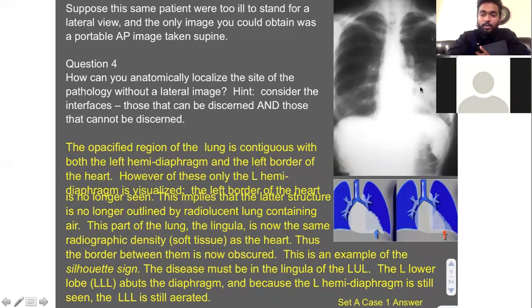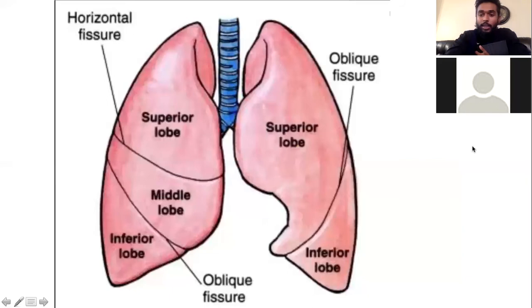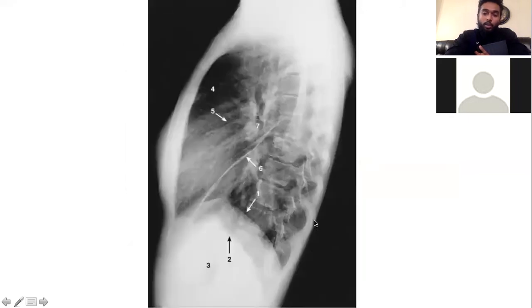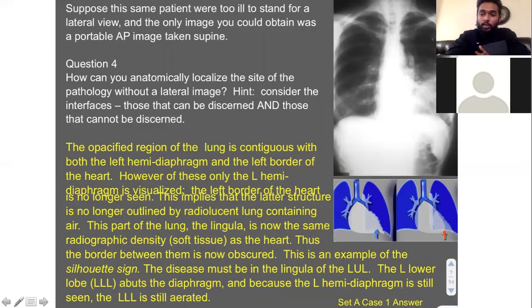Hard border. On the left side, can you really distinctualize the left border of the heart? Look at this one. You see how it's a nice clean border, right? So how about on this one? Can you distinctualize that border?